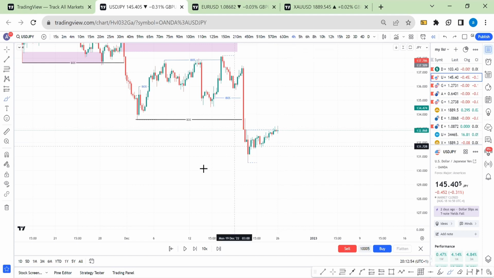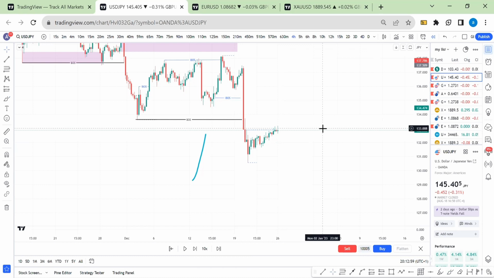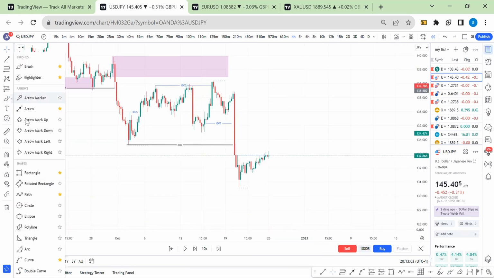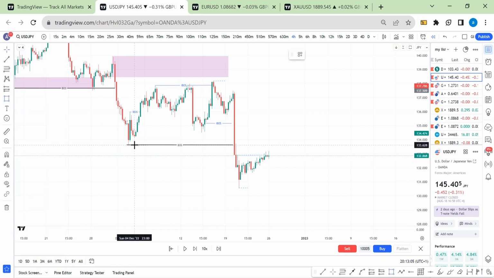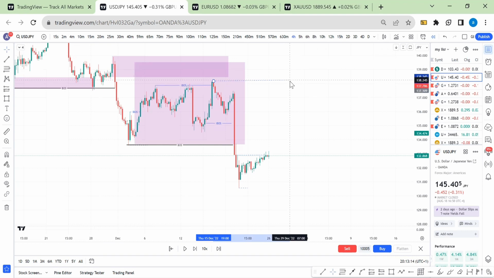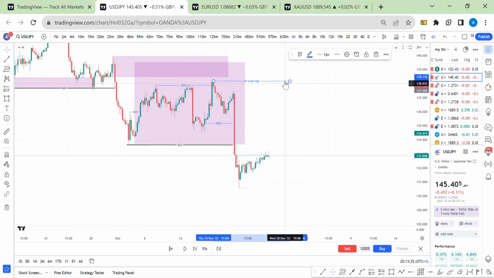Okay. So let's see. If you take your rectangle and you draw it from this place and draw it upward, you see that the final zone there is around here. So this will be our swing high. Okay, let me just name it weak high. Okay, sorry, it should be strong high, not weak. We're on a downtrend.